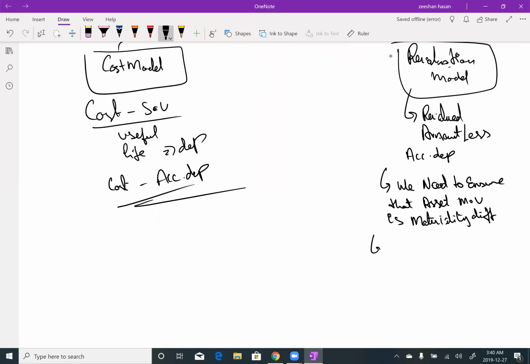when one asset is revalued, entire class of asset need to be revalued, right? I hope you get it.